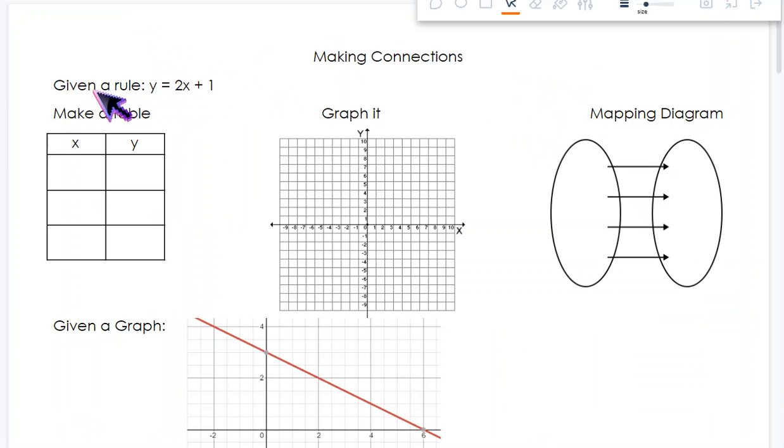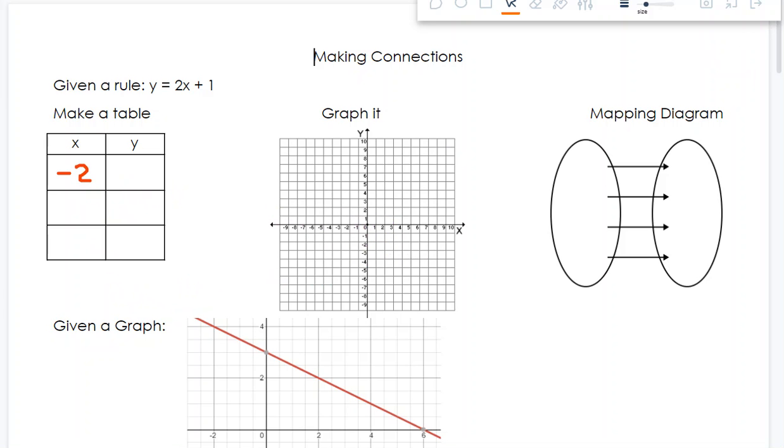All right, so this first one says, given a rule y equals 2x plus 1, they want us to make a table, graph it, and do a mapping. To make a table, there are no values over here, so we can make up our own x values. But we want to make sure they can fit onto our graph so that we can graph it.